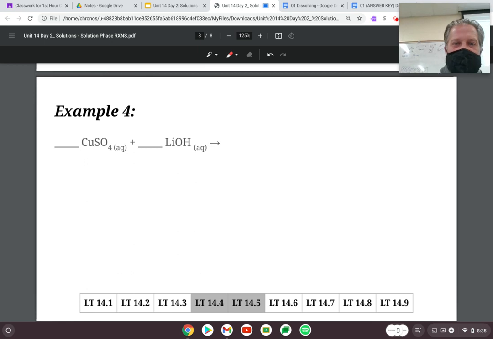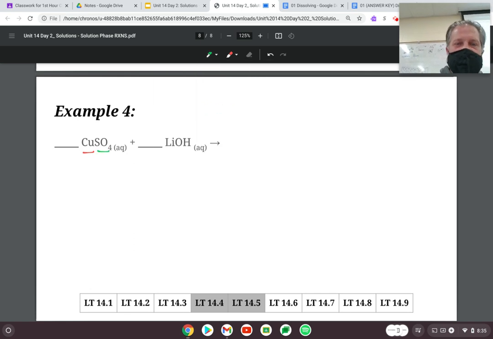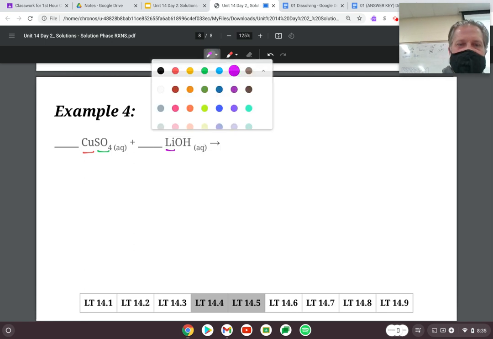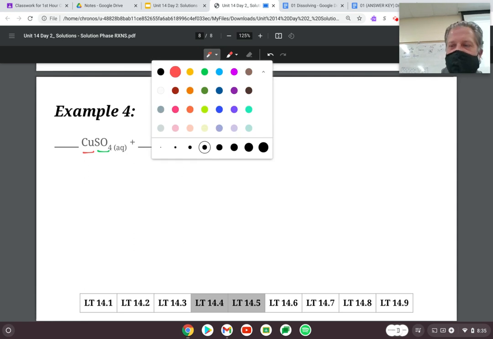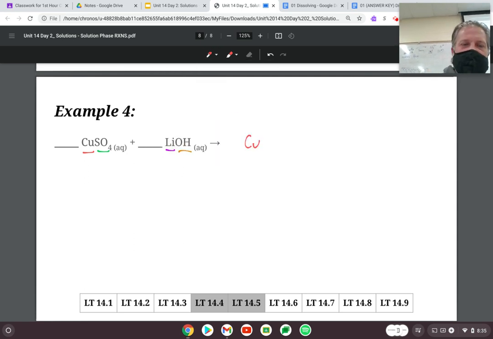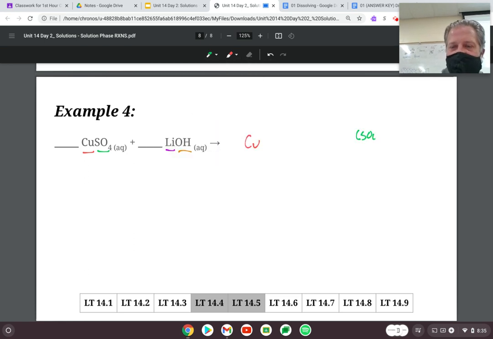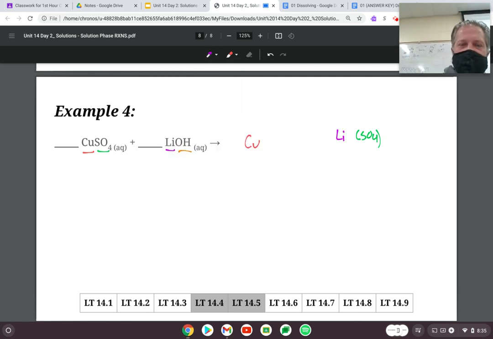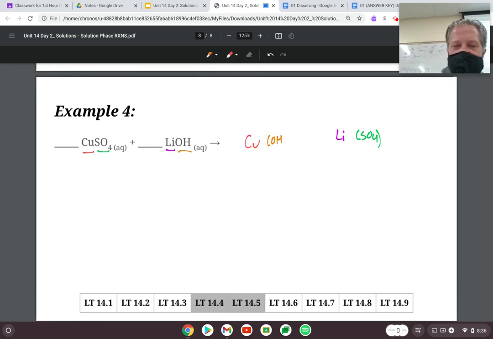So in this case, I have copper and I have sulfate. And I have lithium. And I have hydroxide. So I'm going to switch those around. So I see that I have copper, and sulfate would be the other product, SO4. And I have lithium, which will go with the sulfate. And I have hydroxide, which will eventually go with the copper over here.